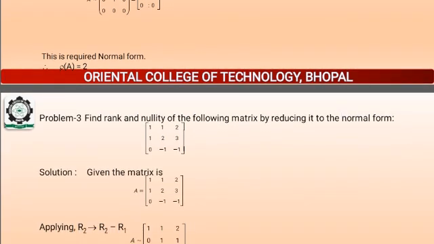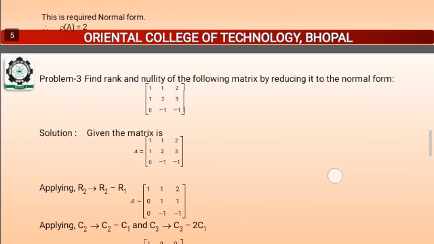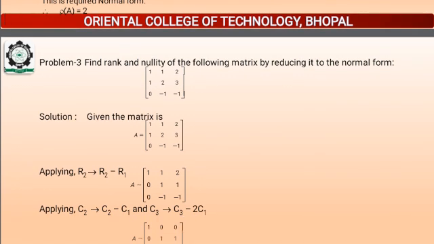Come to next question. Find rank and nullity of the following matrix by reducing it to normal form. We have given matrix A is [1 1 2; 1 2 3; 0 -1 -1]. Consider it is A. Now applying R2 changes by R2 minus R1, A can be converted into [1 1 2; 0 1 1; 0 -1 -1]. Second row will be 0 1 1 and third row is 0 -1 -1.